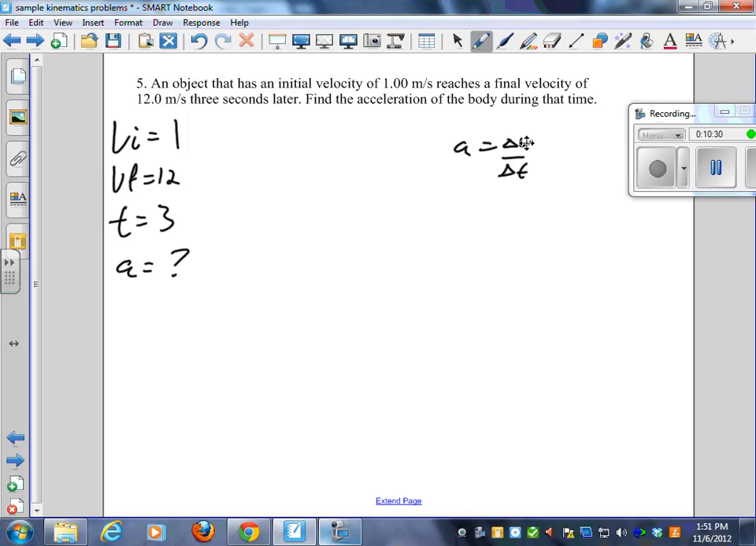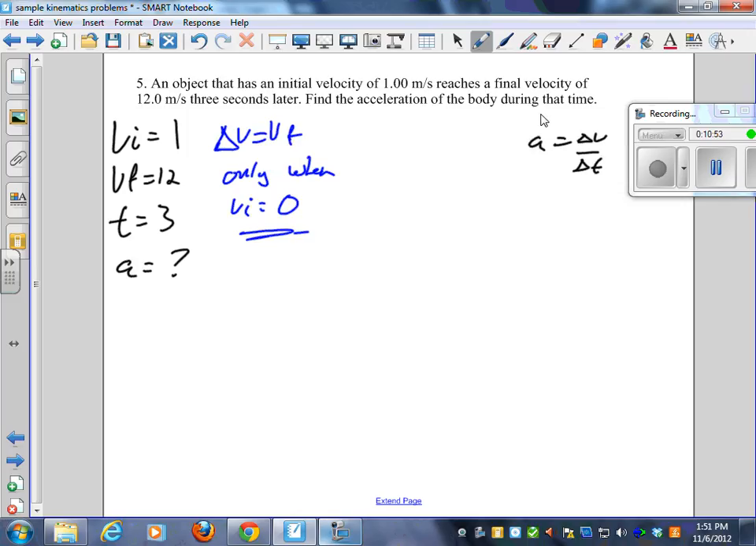Exactly, right? And I'm just going to make a little note of this here. Delta V is equal to VF only when the initial velocity is 0. And that's not always true, so it's a dangerous sort of rule to follow. Don't always assume that the change in velocity is equal to the final velocity, because it depends on what the starting velocity is. So in other words, I have to find my delta V first.